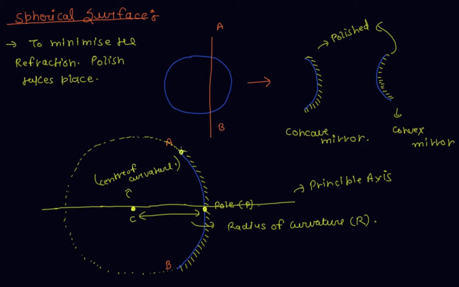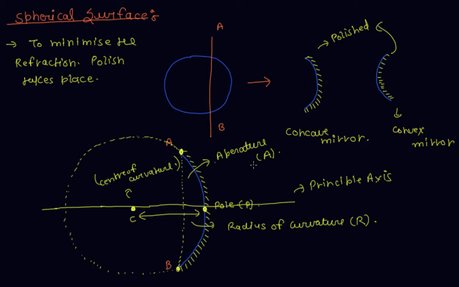Now, the line joining the initial point and the final point of the concave mirror, or in modified manner, the perpendicular line joining both the initial and final point of the mirror, is called the aperture. It is represented by capital A. So basically this is the whole terminology of the concave mirror.